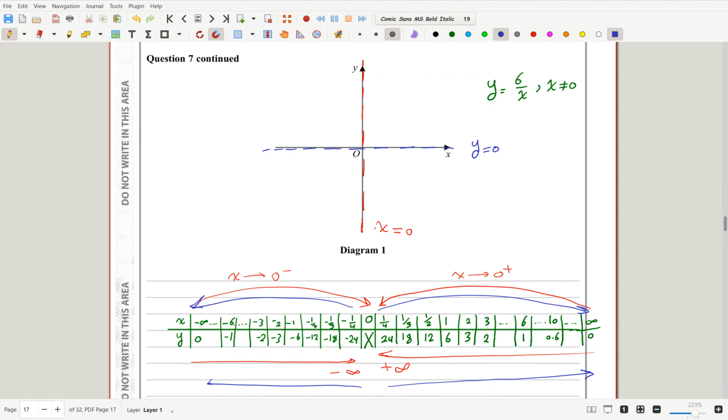Now to graph it, plotting some points from this table, you will find it like this. The curve approaches the asymptotes, but does not touch them.